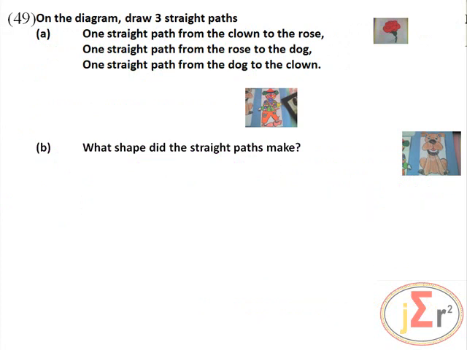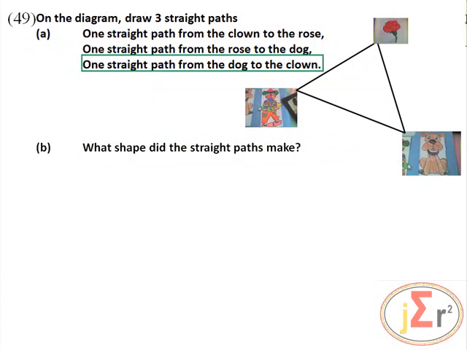On the diagram, draw 3 straight paths. One straight path from the clown to the rose. So one straight path must go from the clown to the rose. There it is. What about the other one? One straight path from the rose to the dog. And one straight path from the dog to the clown. So from the dog to the clown.